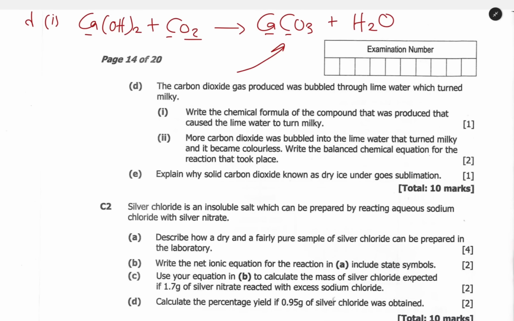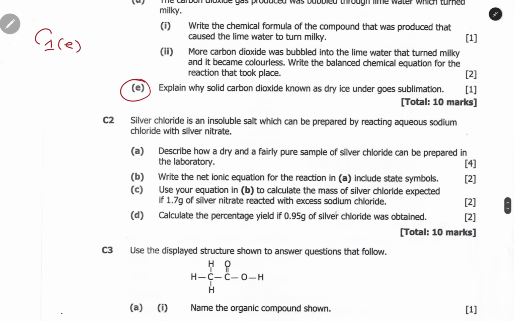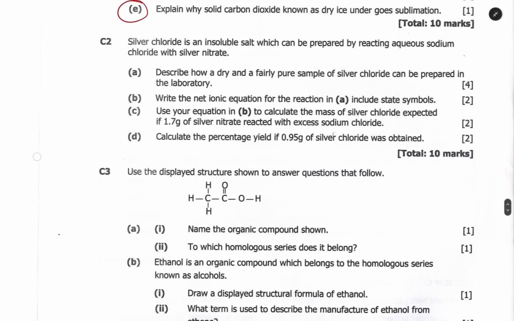Then question E. Explain why solid carbon dioxide, known as dry ice, undergoes sublimation. So this question, I'll leave it to you to answer. Make sure that you indicate this is C1, question E. Very important. So what is the reason? I guess you've seen how the answers are moving. This is D2. Make sure that as you go through, you just write down the answers. Otherwise, you can proceed to C2.